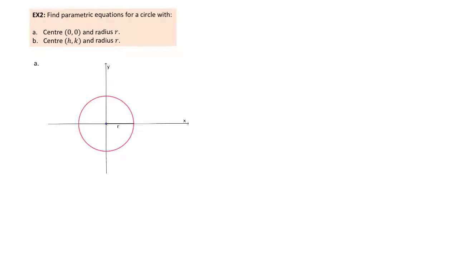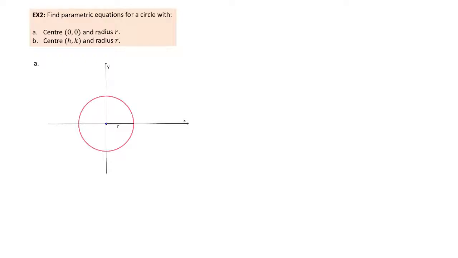Here I have my circle, radius r, with center 0, 0. The easiest way to parameterize this circle is to think about trig. That will be the easiest way to find a parametrization. What I want to make sure is that every point on this circle is represented, is taken into account.